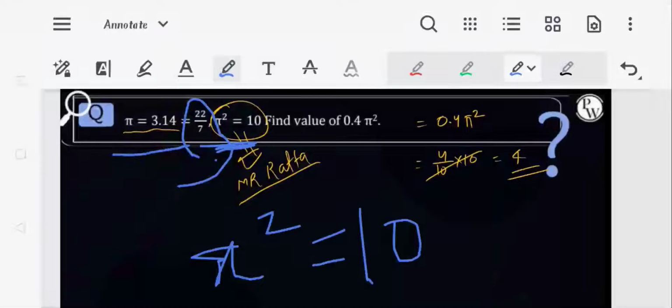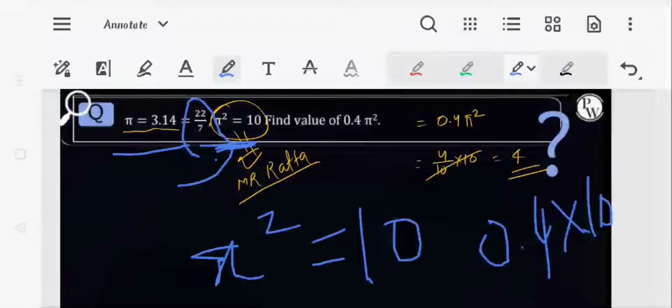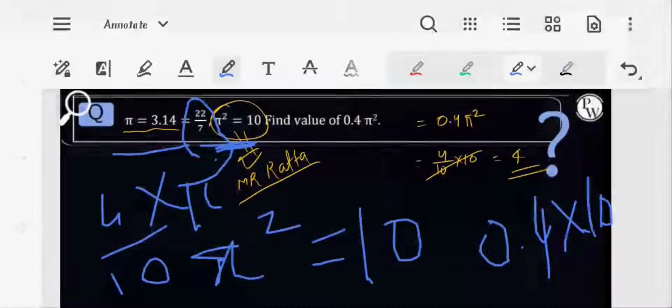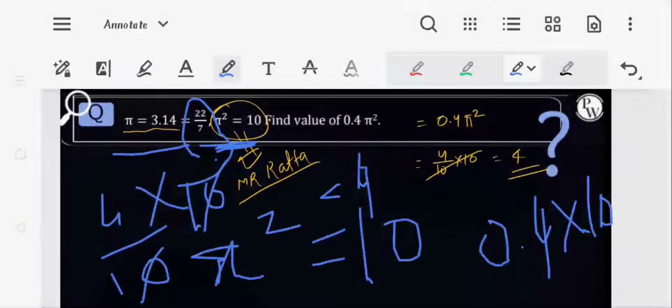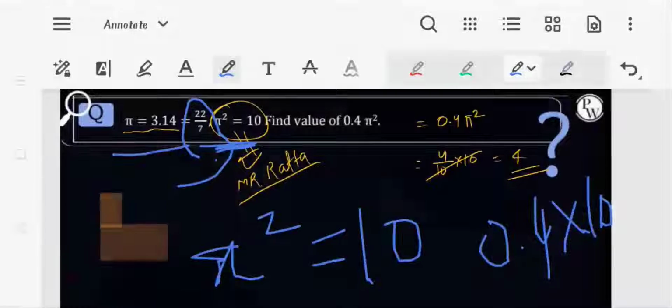Now, if you are asked to find the value of 0.4 into pi square, you just have to write 0.4 into 10. It's like 4 by 10 into 10. The 10 will get cancelled, hence the answer will be 4. I hope you people got the stuff.